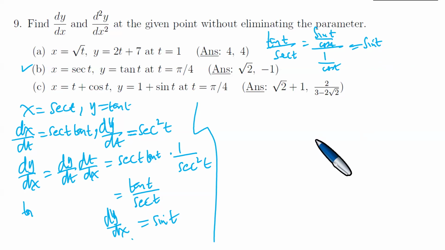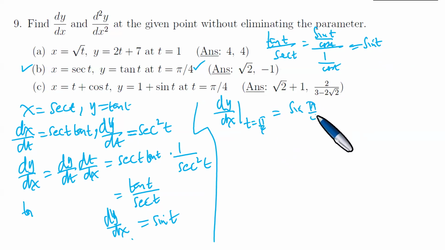Right, so we continue. So now you need to do dy/dx evaluated at t equals pi over 4, which is the sine of pi over 4. So now you therefore have to do the following here.